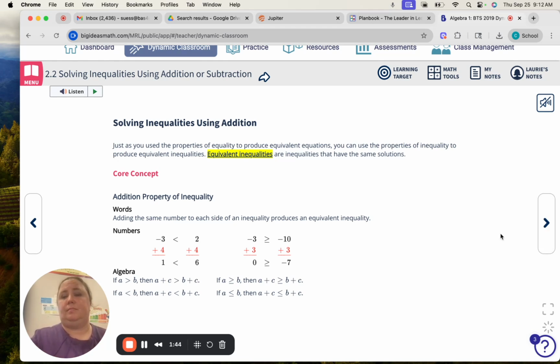So wait, how do you get the 4? They just picked a number. Yeah, they just picked a number. They're just testing to see if the inequality remains true if I change the numbers.